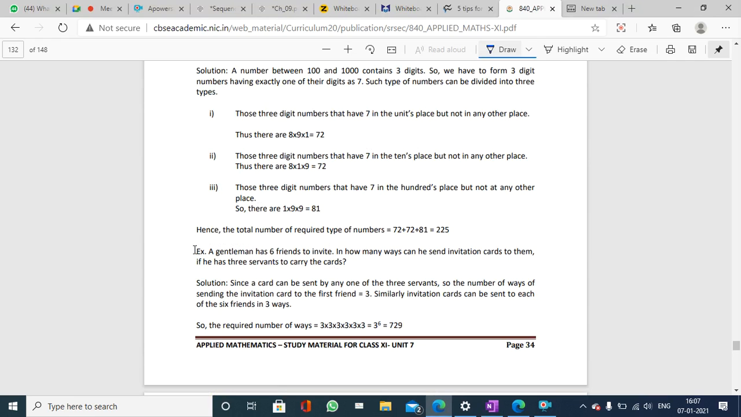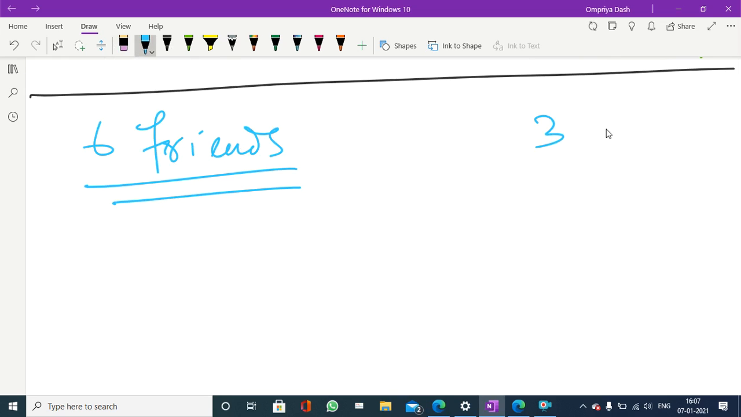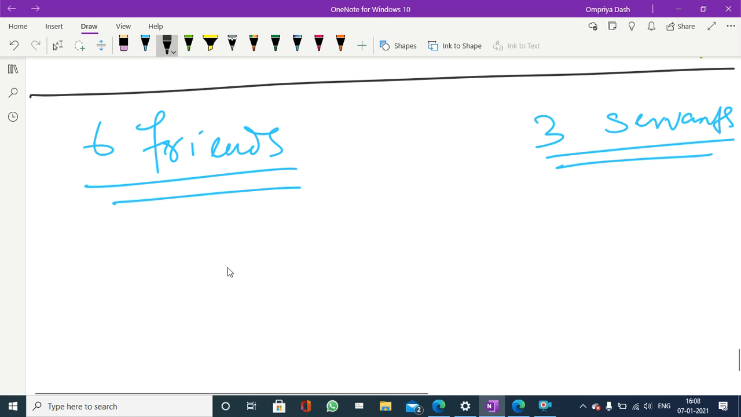Yes, this question. A gentleman has 6 friends to invite. In how many ways can he send invitation cards to them if he has 3 servants to carry the cards? Very interesting question. So the gentleman has 6 friends. But he has 3 servants. And the gentleman wants to send an invitation card to each of the friends. Now the question is, in how many ways can he do it?